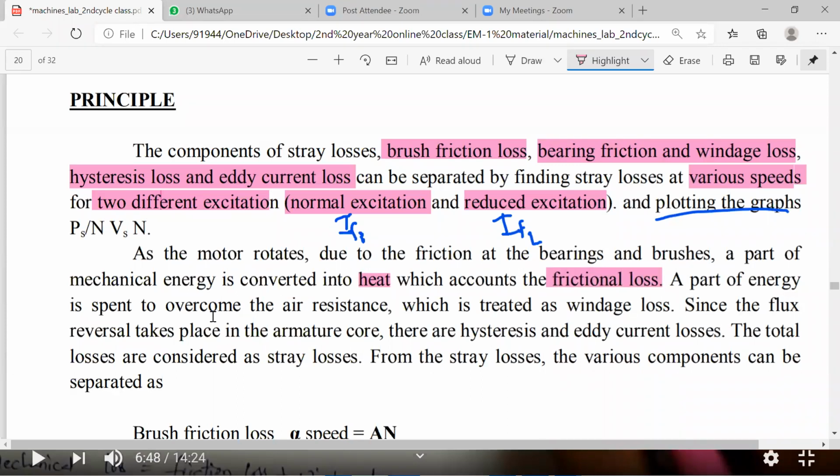A part of energy is spent to overcome the air resistance, which is treated as windage losses. Since flux reversal takes place in the armature core, there are hysteresis and eddy current losses.